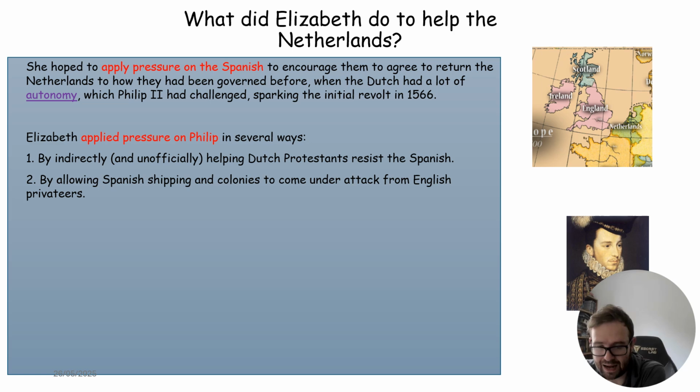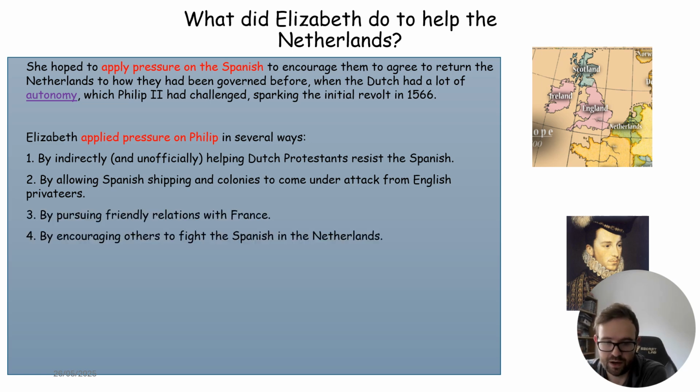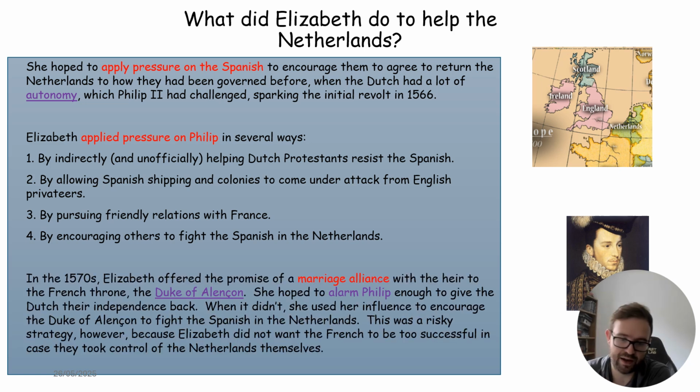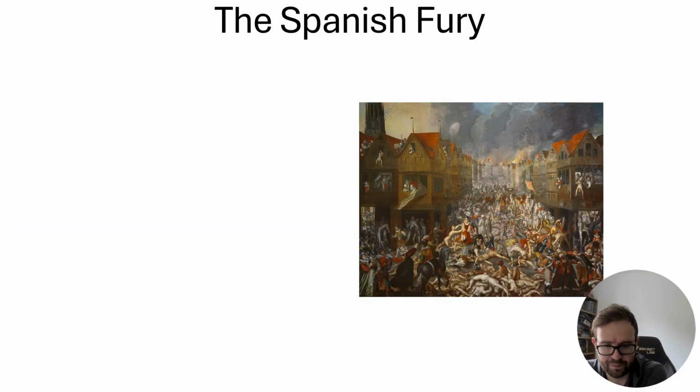She, again, allows her privateers to attack the Spanish ships, which we'll look at with Drake. She pursues friendly relations with France and encourages others to fight the Spanish in the Netherlands as well. She does this with the Duke of Alencon, which is going to be more important later on. Basically, she wants to scare Philip into giving the Dutch their freedom back. So that's her plan. She needs to be careful, and I'll talk about this more when Alencon gets involved. She needs to be careful with the French involvement, because she doesn't want the French to be powerful as well.